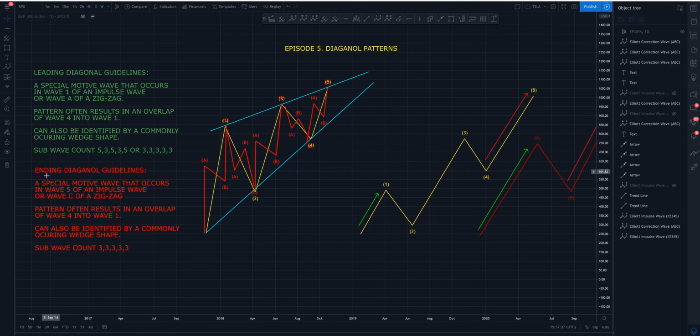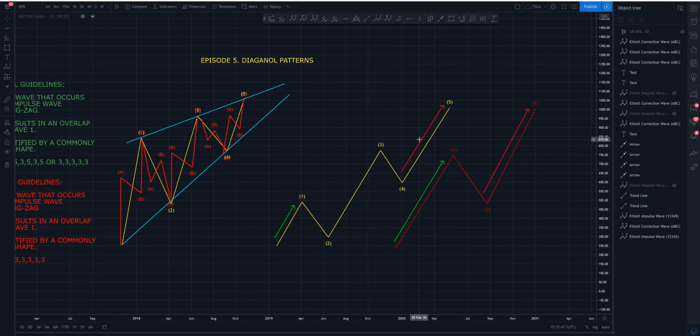That's a leading diagonal. Now let's have a look at our ending diagonal guidelines, and you will see that they are the exact same except with one significant difference. A special motive wave that occurs in the wave 5 of an impulse wave or the wave C of a zigzag, indicated by the red arrows next to the wave 5 of the impulse wave and the red arrow next to the C wave of the zigzag. They both occur in the last wave of each structure.